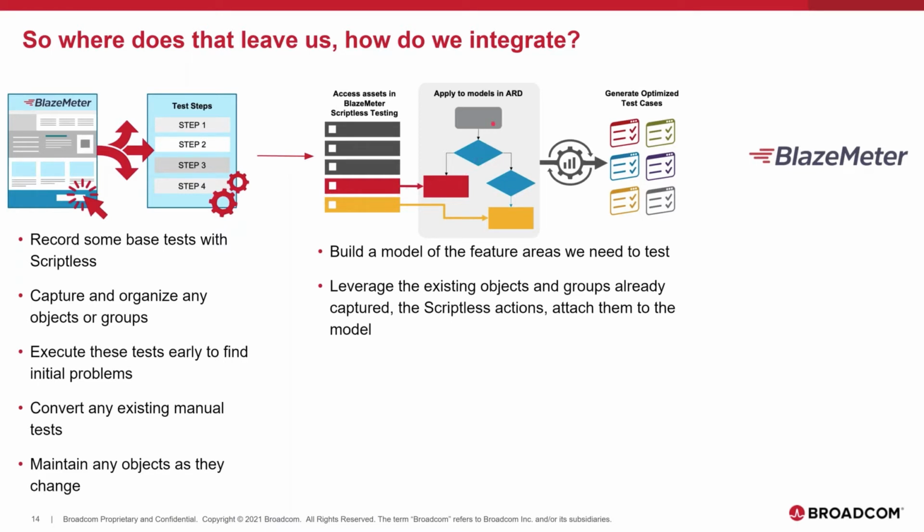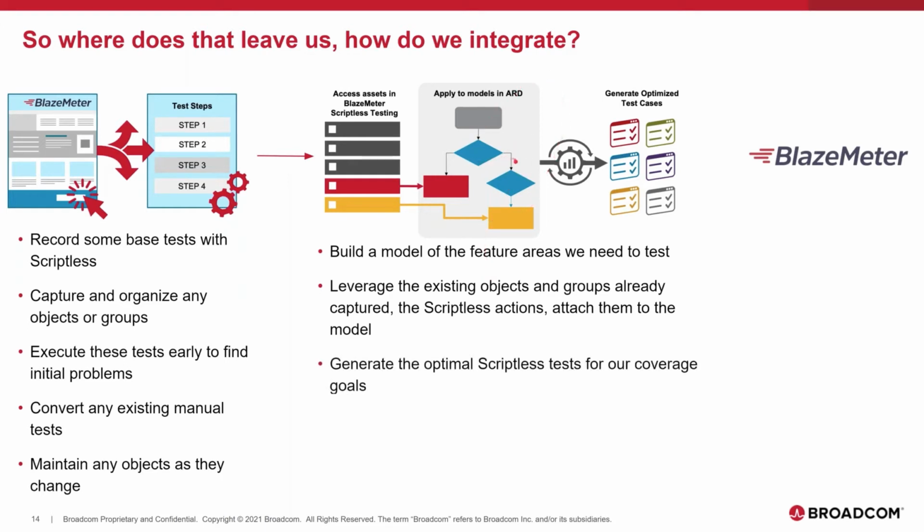So remember in ARD, any pathway that goes through a piece of automation will use that piece of automation, even if there's like 80 paths that go through it. So we're going to attach these scriptless actions, these objects and these groups directly to our ARD model. And then suddenly it's automated.